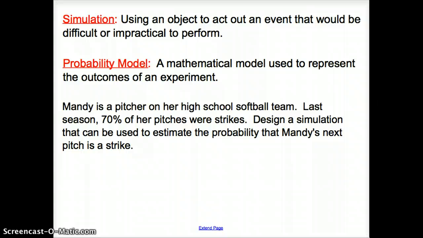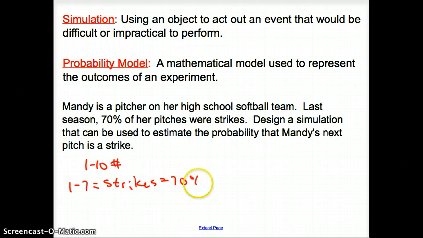Well, it's not very applicable to just have Mandy pitch 100 pitches and see how many are strikes. We can design an experiment for that. Well, what kind of an experiment should we design? You can use random numbers, 1 through 10. Of those numbers, 1 through 7 should be strikes, because that would be 70%. And then let's say 8 through 10 were balls or not strikes, and that would be 30%.